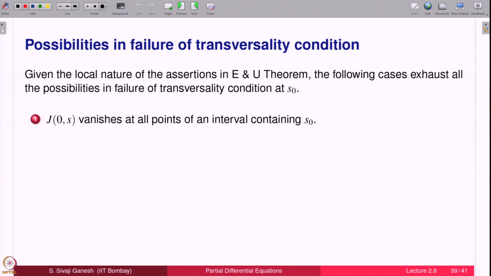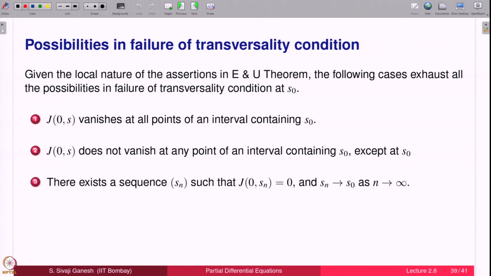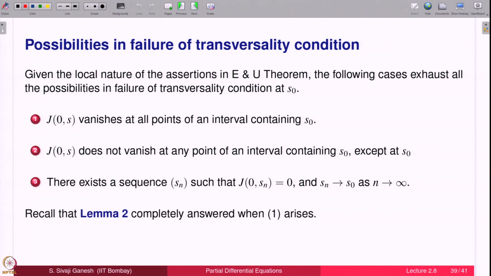Case 1: J vanishes at all points of some interval containing S0; nearby S0 is what we are worried about, and on some interval J is 0. Or case 2: it does not vanish at any point of some interval containing S0 except at S0, an isolated point in the interval. In the rest of the points of the interval J is not vanishing, but only at S0 it vanishes. Or case 3: it can happen like a limit point. You find a sequence Sn such that J0(Sn) is 0 and Sn goes to S0, otherwise it is not 0. Imagine a function like x sin(1/x); 0 is a limit point of zeros of this function, something like that.